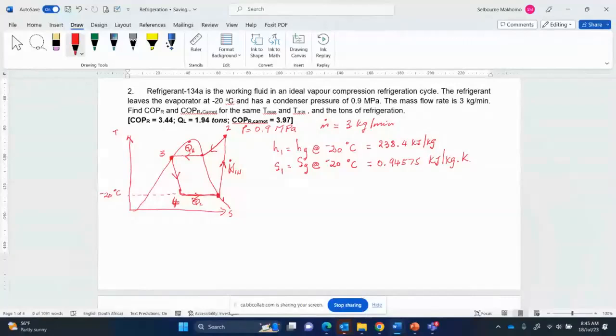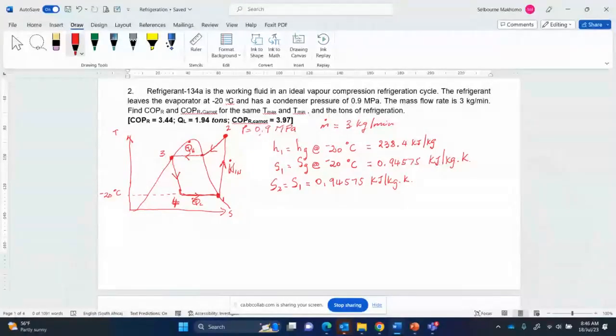Right, the question is, why do we need Sg? We need Sg because at 2, for us to get enthalpy at 2, we need 2 properties. Now at this point we have 0.9 MPa. For us to get enthalpy, we need another property, which is entropy. So we know that S2 is equal to S1, which is 0.94575 kilojoules per kilogram.